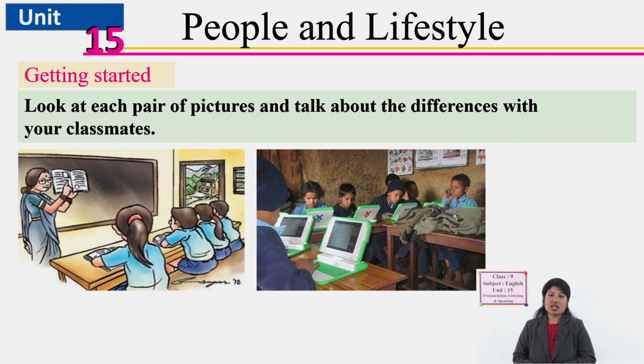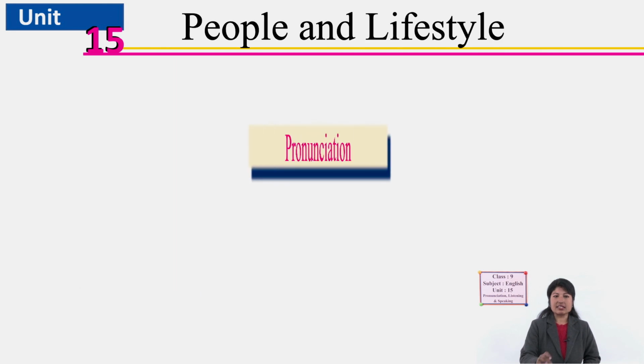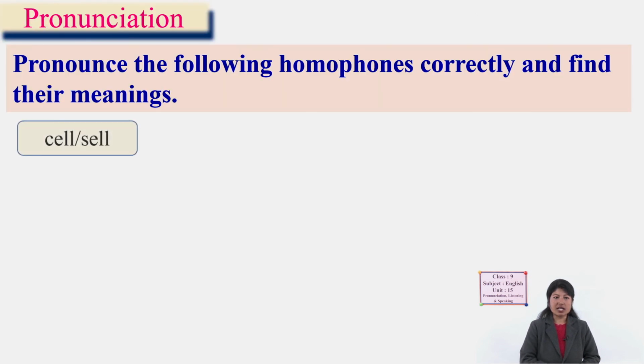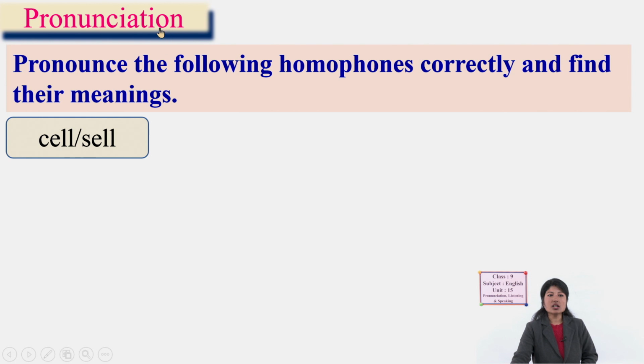This is our unit title, People and Lifestyle, where we discussed getting started activities about traditional and modern lifestyle, the way of teaching. After that we are in the pronunciation session. Here we have the words. Pronounce the following homophones correctly and find their meanings.